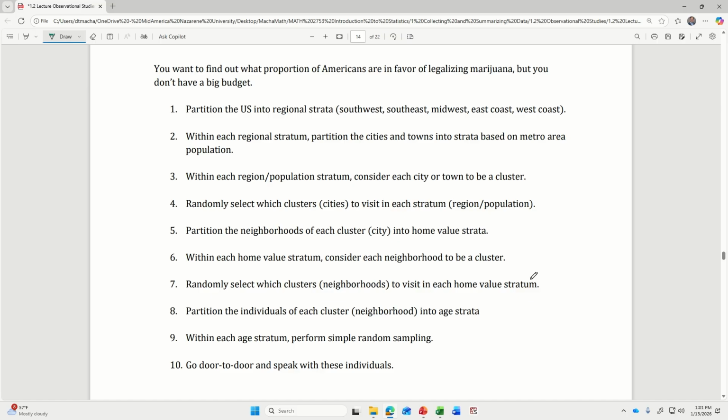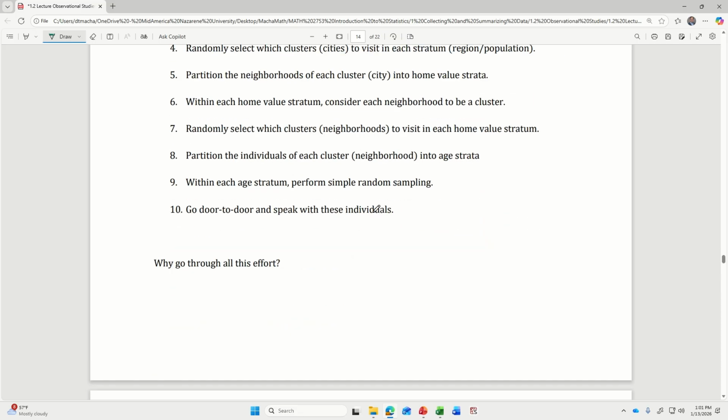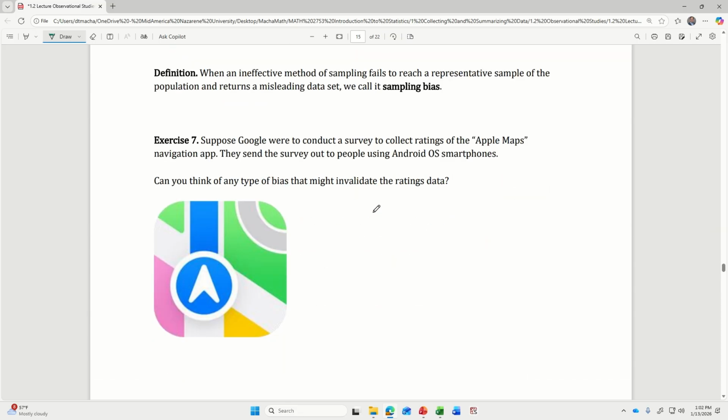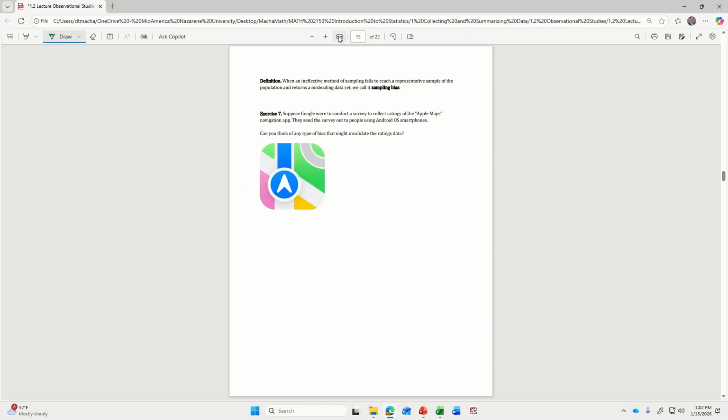And this way, we've made sure that we are interviewing people from every region. We're interviewing people from big cities and small towns. We are making sure we're interviewing people who are wealthy and people who are not so wealthy. We're interviewing people who are old and people who are young. We're getting an intentionally diverse group of opinions while still traveling to as few neighborhoods as possible. That's called multi-stage sampling.